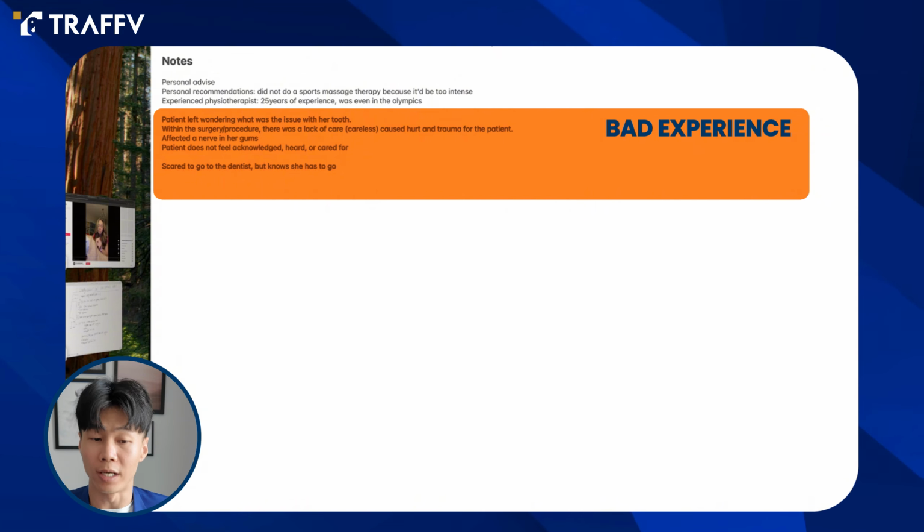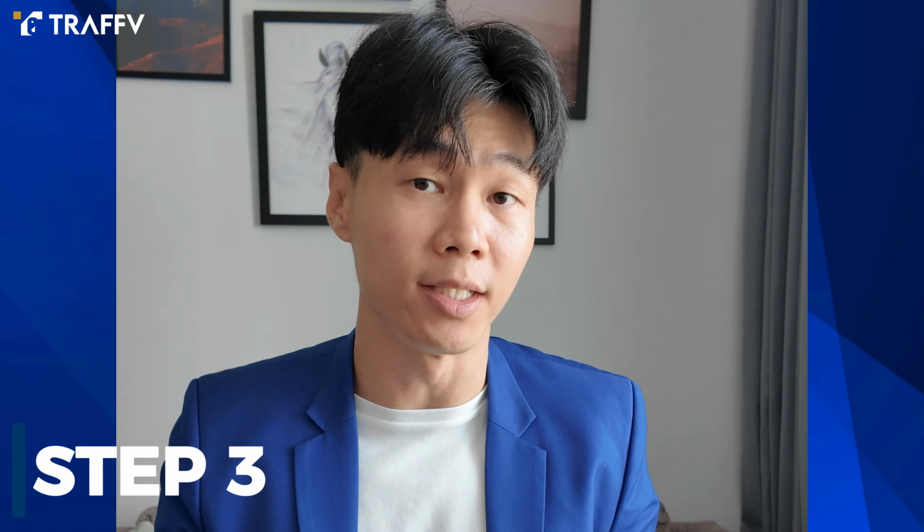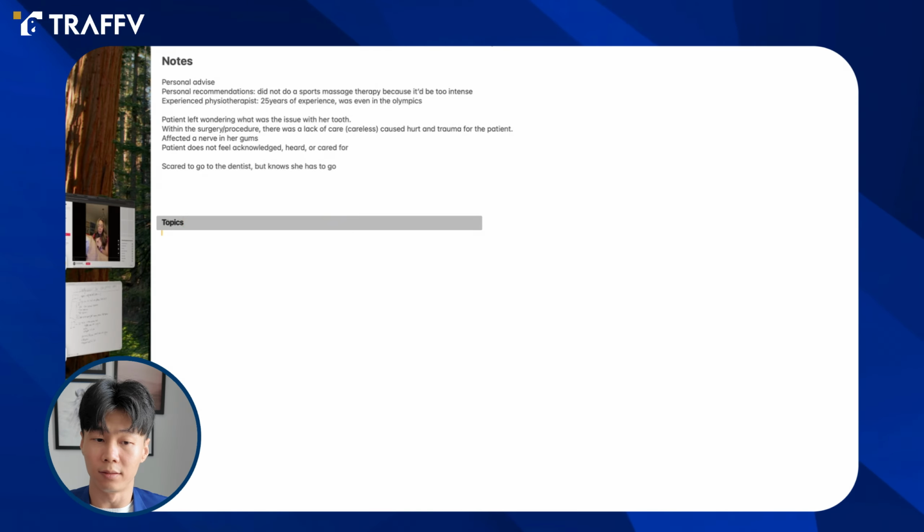So this is step number 2, right? Once you have collected all of the positives and negatives, you essentially have a patient or a persona that you can speak to. Which brings us to the third step, which is creating the content. When you're coming up with content, these are literally the content topics that you can talk about. For example, if you are a physiotherapist, you can create content around personal recommendations, right?